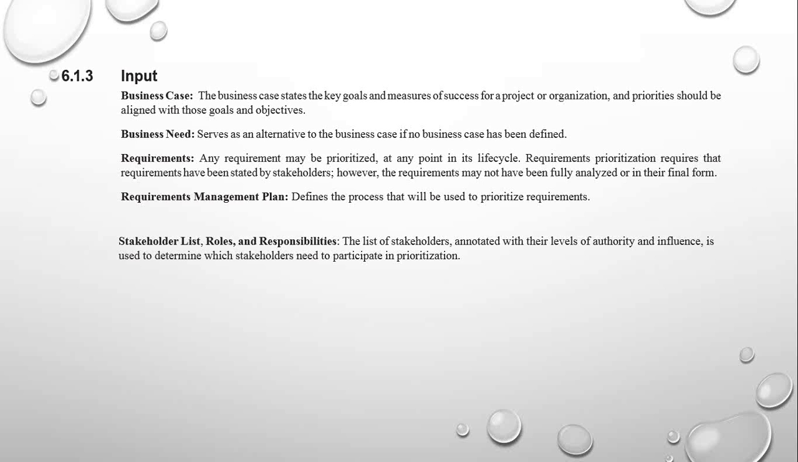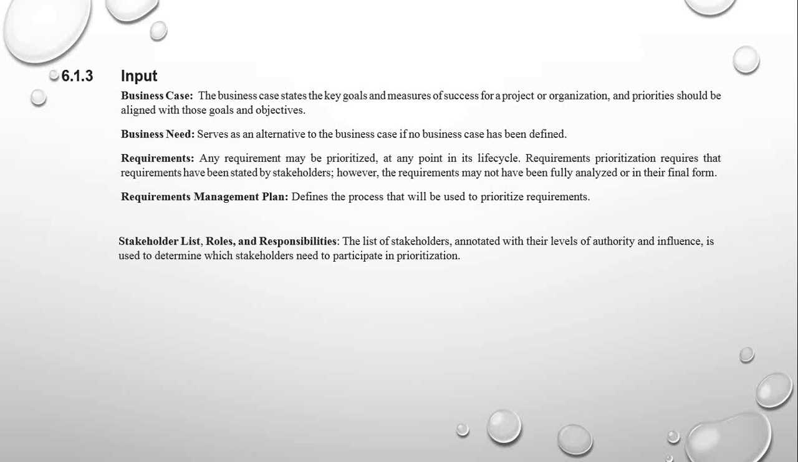Business need, what is business need? Why do we have to do that? You need to understand that why. As it says, it serves as an alternative to the business case if no business case has been defined. So if there is no business case, then we need to make sure that we are able to showcase the business need, which automatically suffices as the overall objective for why we are doing this effort, why we are working on it.